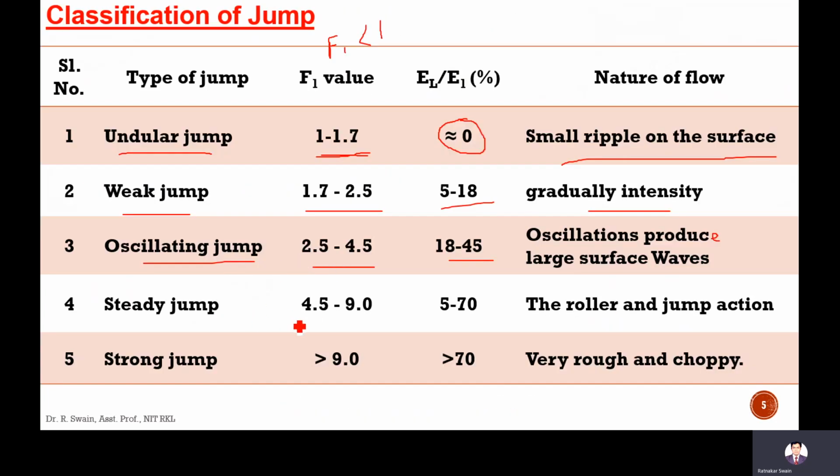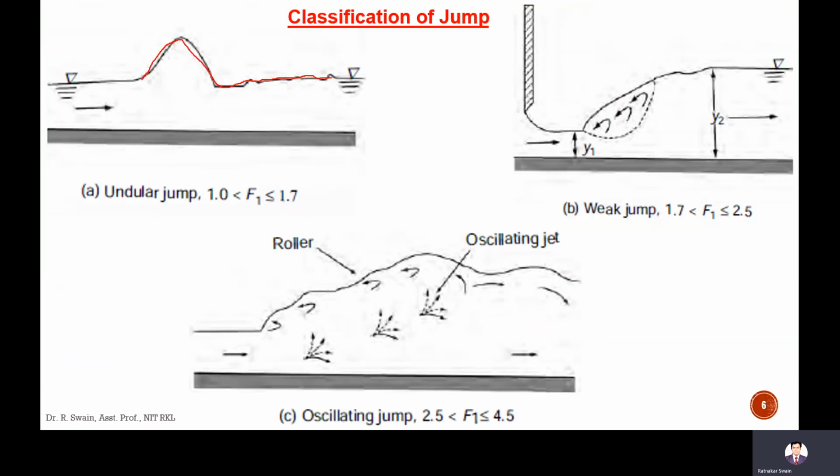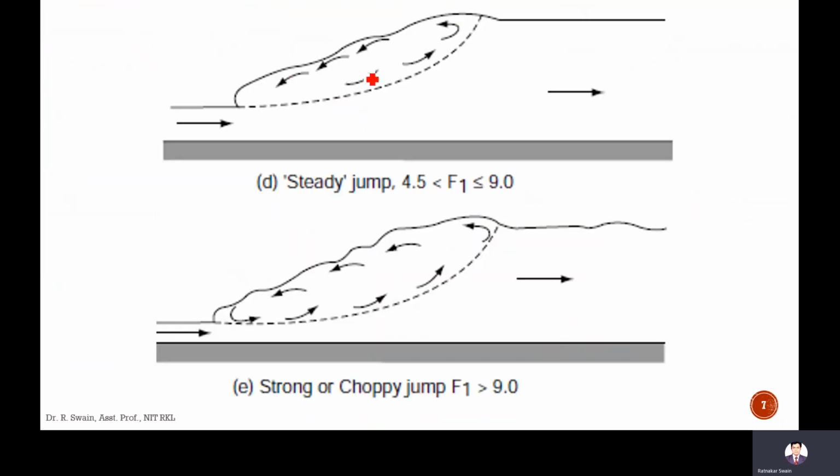A steady jump means F1 varies from 4.5 to 9, and the relative energy loss varies from, actually it is 45 to 70%. So it must be 45 to 70% relative energy loss. And the jump is like this, with a roller and jump action. This is the roller and jump action. This is a steady jump.